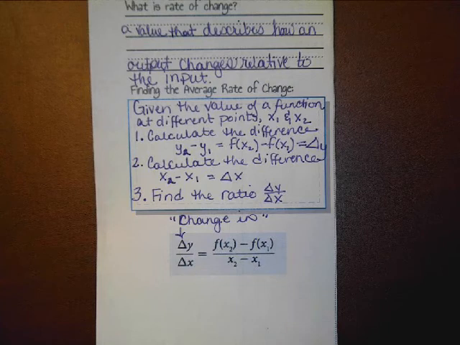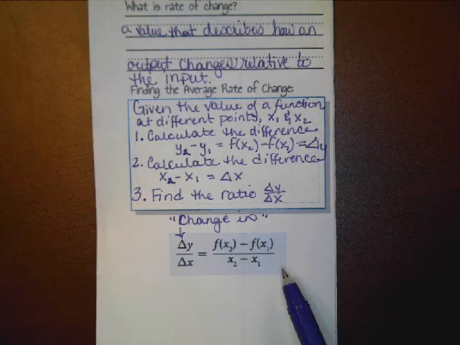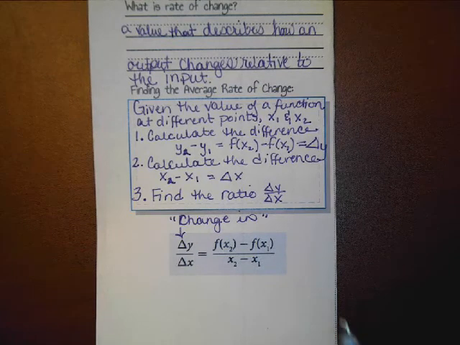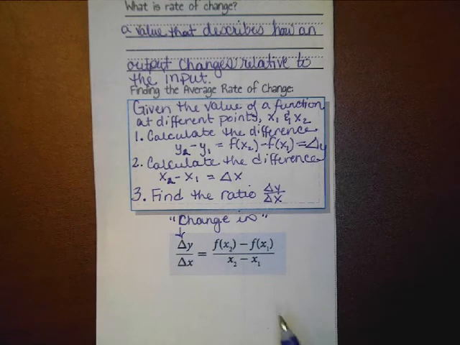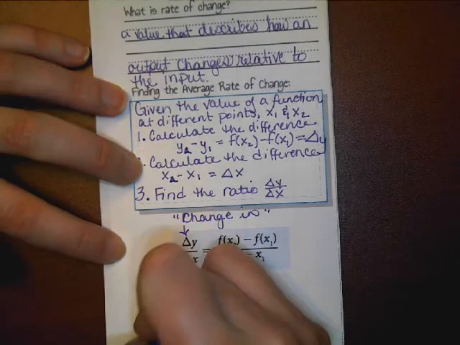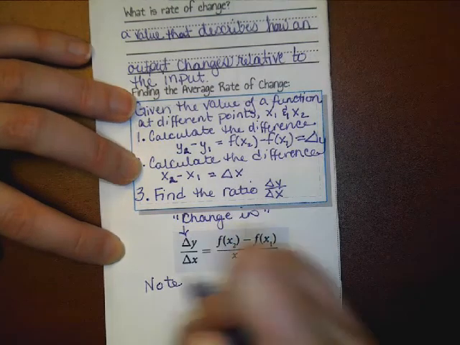This is a change in y over change in x. Where have we seen change in y over change in x before? It's the slope. Yeah. So the slope of a line, rise over run. It's the change in y over change in x. Have you seen that before? Yes, I've taught you that before.